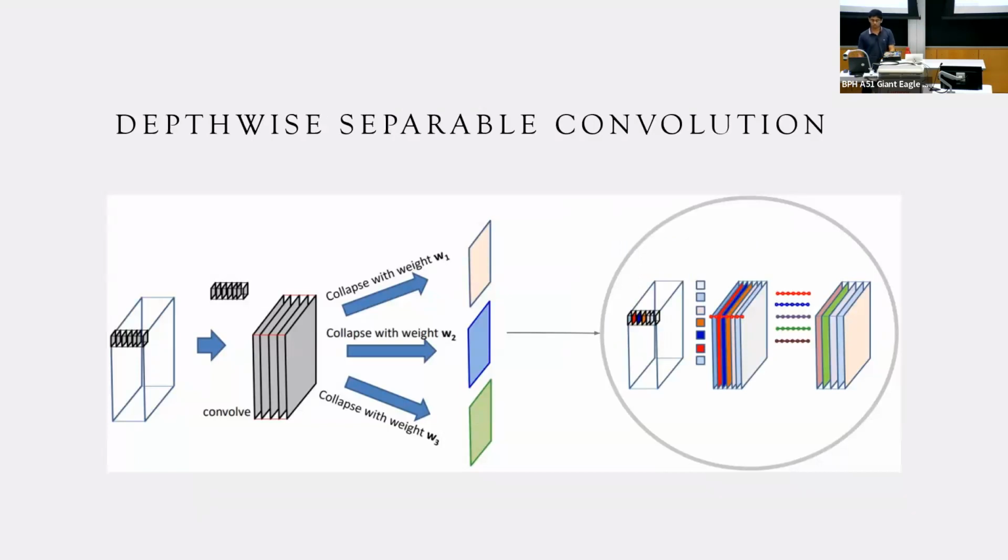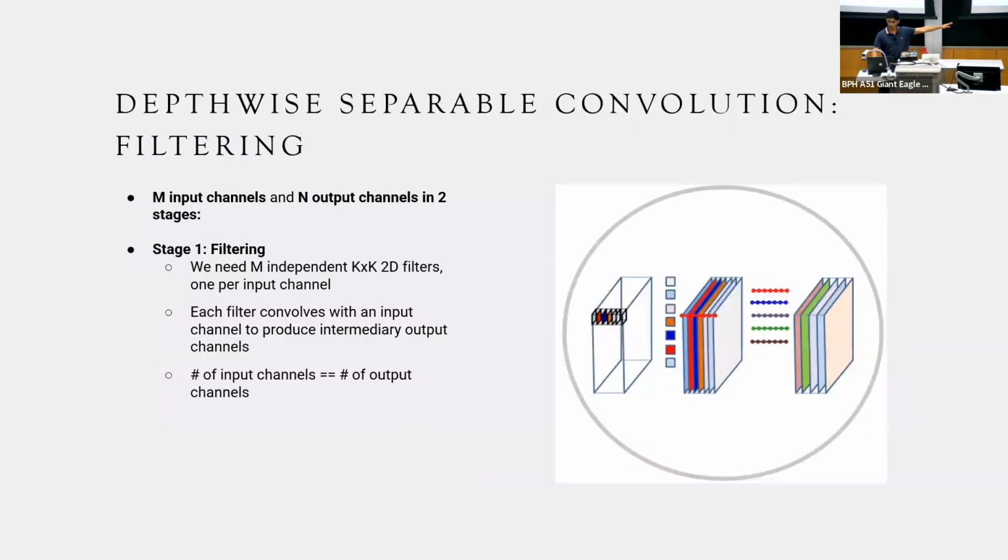And there is something called depth-wise separable convolution. It's similar to the conventional convolution, just split up into two parts: the filtering and the combining process. It reduces the number of parameters compared to the conventional convolution. The first process is filtering. What we basically do is have a filter for each input channel. We convolve it, and the output channel count will be the same as the input channel count. So if we have M input channels, the output of this filtering process would be M channels as well.